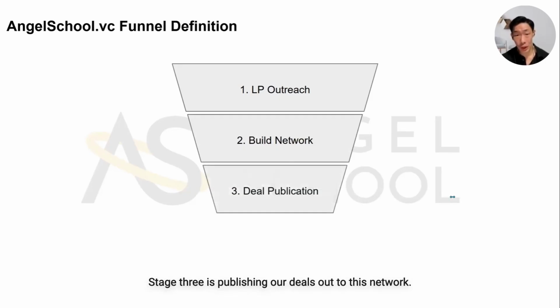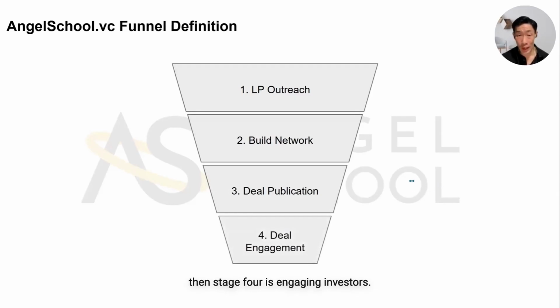Stage 3 is publishing our deals out to this network, so getting eyeballs on our deal flow. Then stage 4 is engaging investors. Some portion of the investor network is going to be engaged on any particular deal. And after those, we want to nurture them to an investment. And this is where capital falls out.